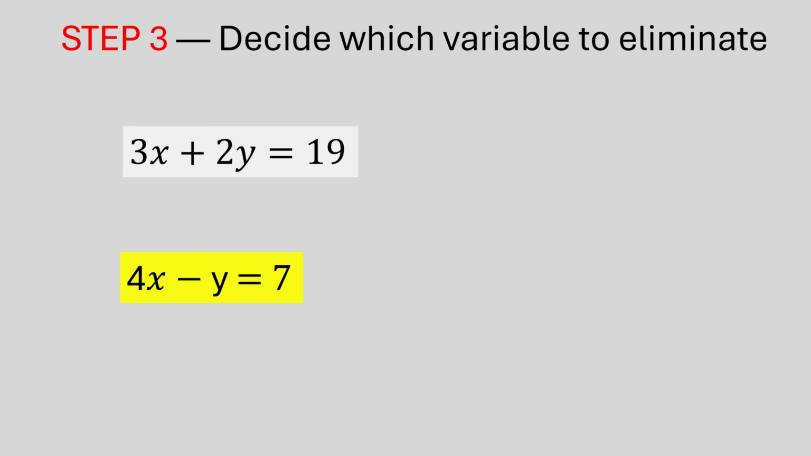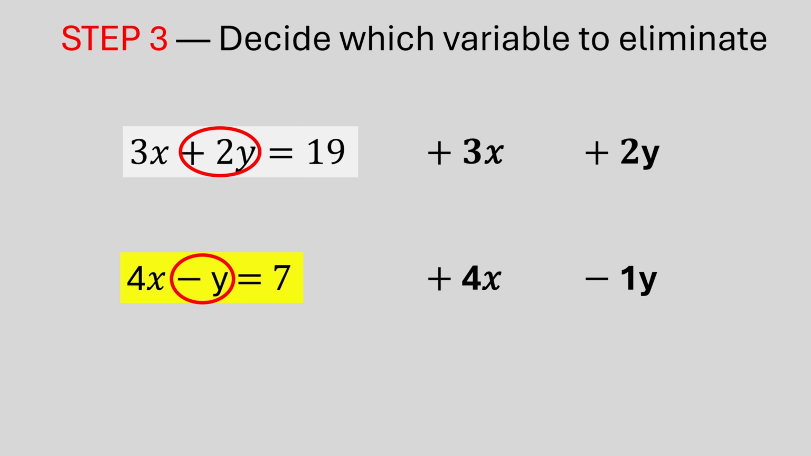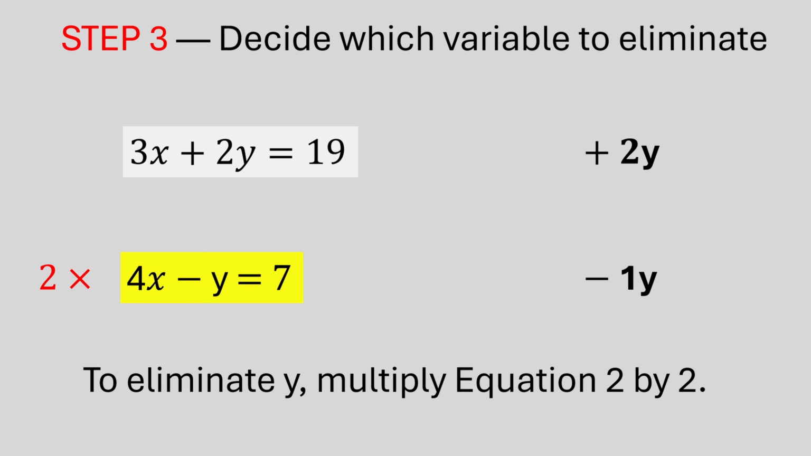Step 3. Decide which variable to eliminate. Coefficients of x: equation 1 is +3, equation 2 is +4. Coefficients of y: equation 1 is +2, equation 2 is -1. The x coefficients are not easy to match, but the y coefficients can be made equal quickly, so it is easier to eliminate y. To eliminate y, multiply equation 2 by 2.